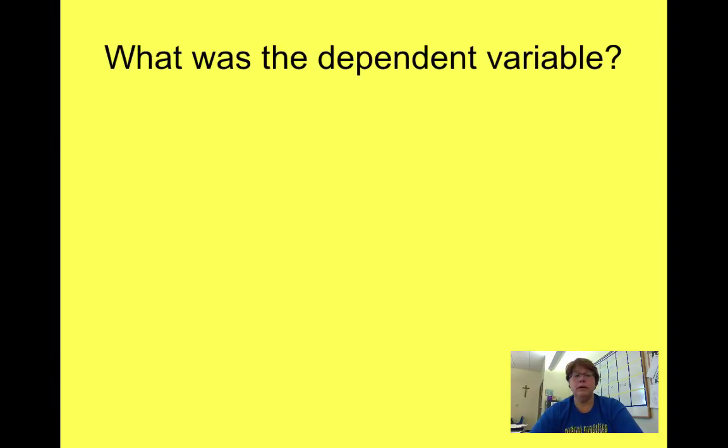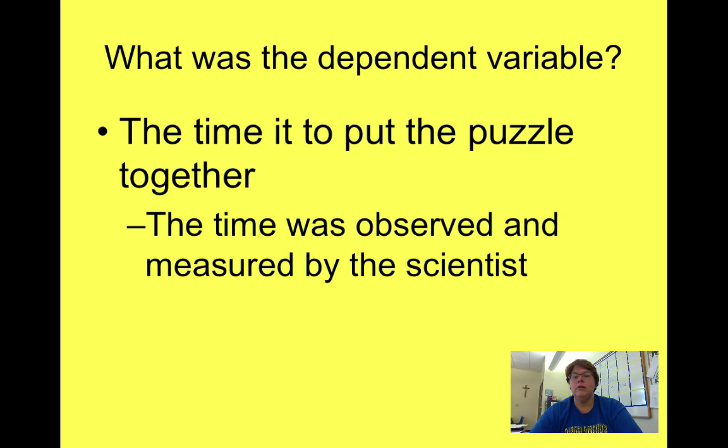What was the dependent variable? What were they measuring? They were measuring time, how long it took to put the puzzle pieces together. Time was observed and measured by the scientist. Okay, ready for some more?